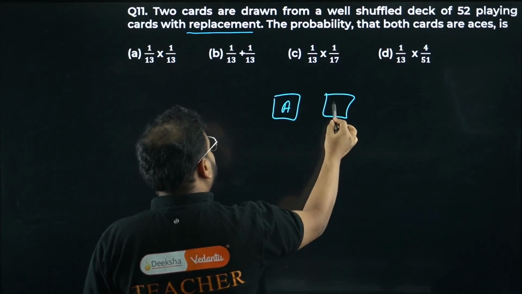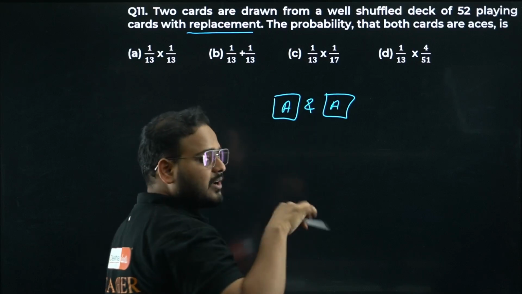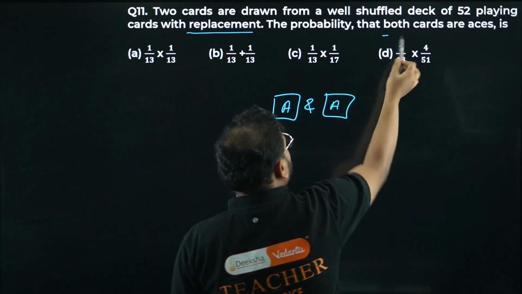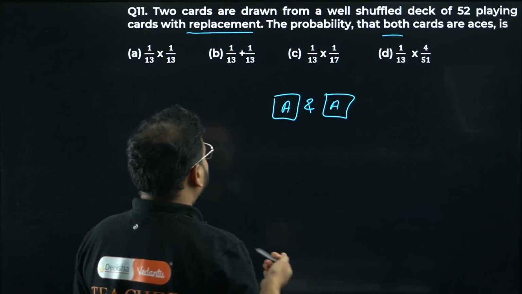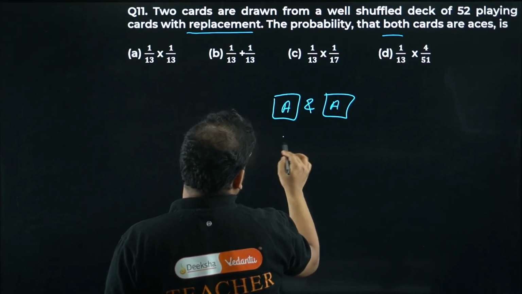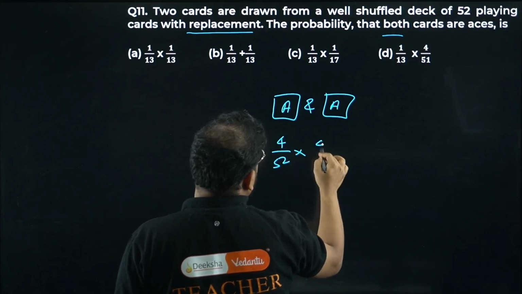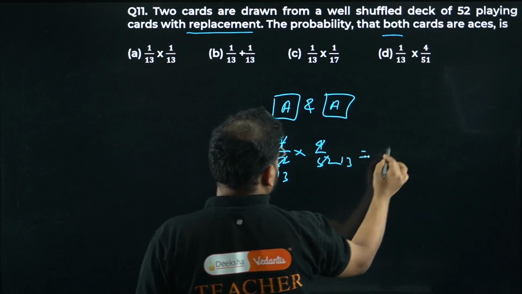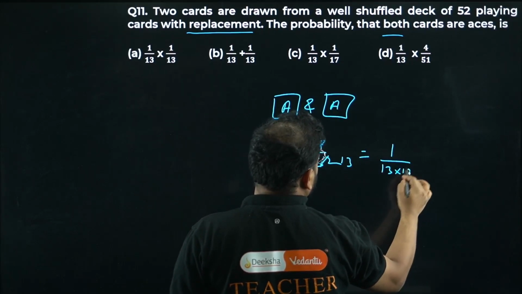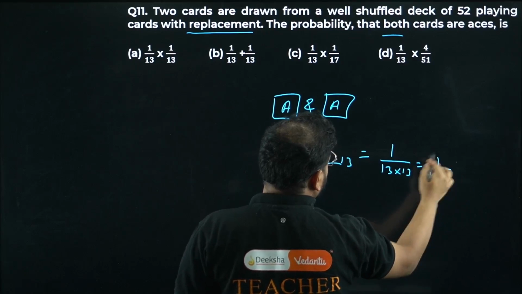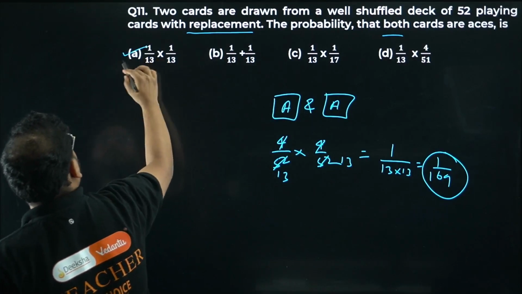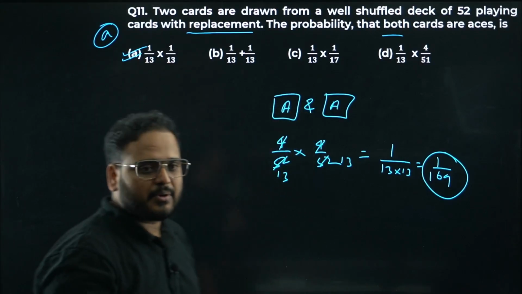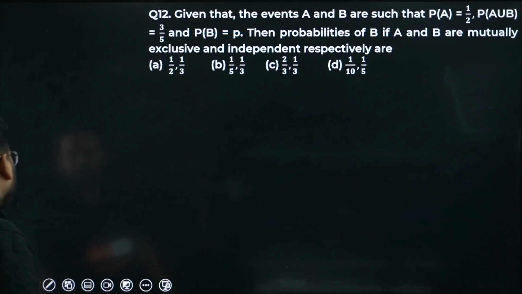Okay, so I want an and condition. First is ace and second is ace. There is no optional condition. They are saying both. It means we have to take the intersection, of course. So please check here. I'll have 4 by 52 into 4 by 52. So 1 by 13 into 1 by 13, right? So 1 upon 169. Option is A. Please check. Option is A. Got it? Very simple question. 11th is done. 12th now.